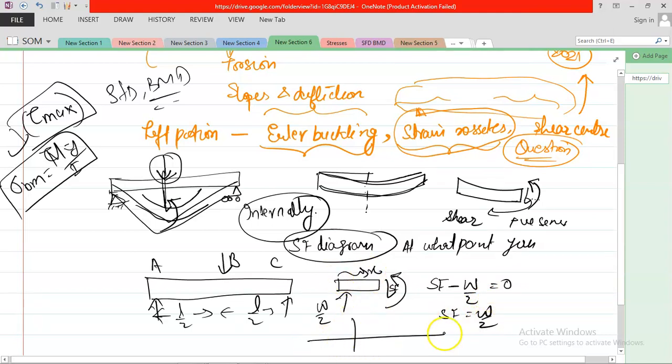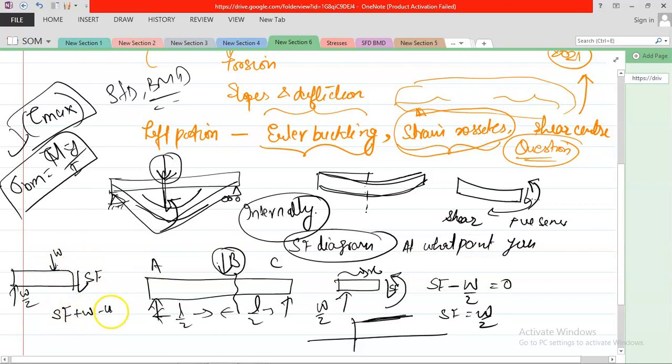Now if you draw the SFD, it is W by 2 constant up to where the next load is acting. The next load is acting at B. Now take a point after B. What is the value of shear force? At any distance X, SF plus W minus W by 2 equals 0, because W is in the downward direction and the reaction is in the upward direction. So SF is minus W by 2.